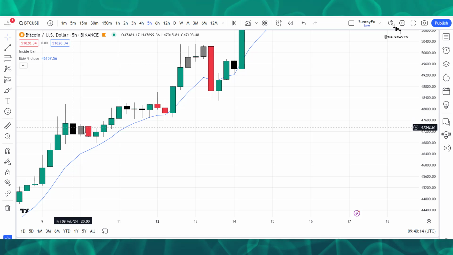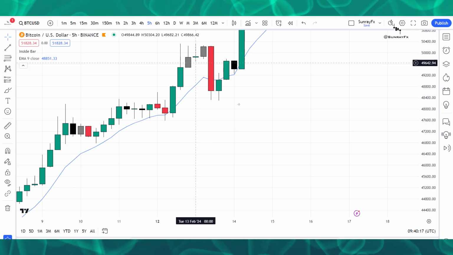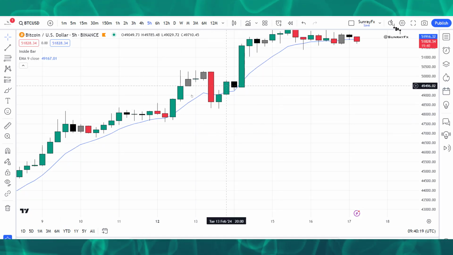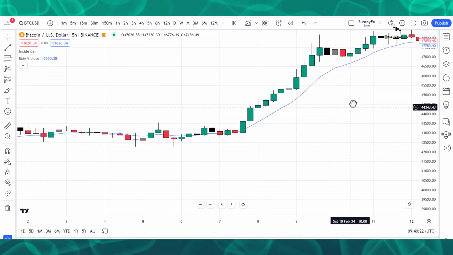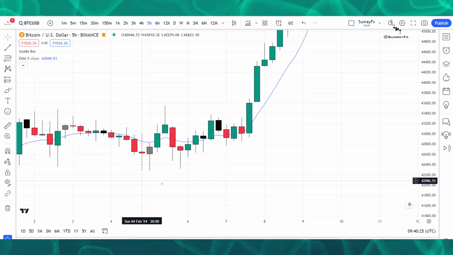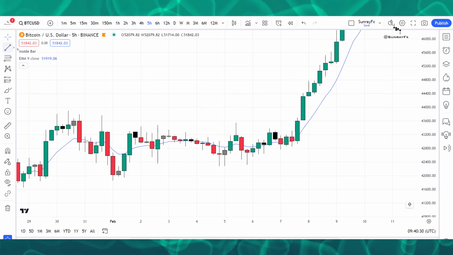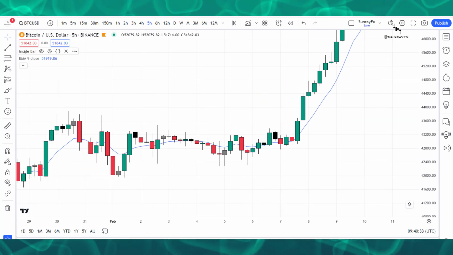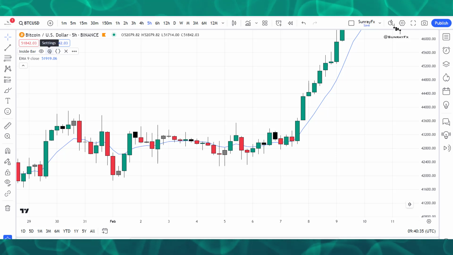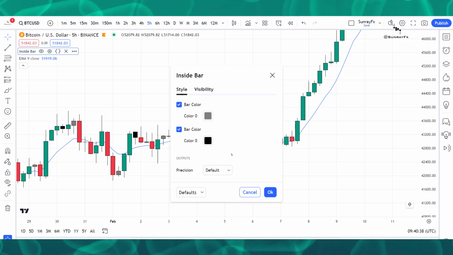Now if you see the chart right now, in custom settings, you can see that we are seeing 2 different colors of inside bar. We are seeing black, we are seeing gray. That is the indicator, but I don't really like it this way. I want something that doesn't give me too much headache. So I have to go to inside bar, to the left side, and click on the settings button. All you need to do is change this one to the same color.